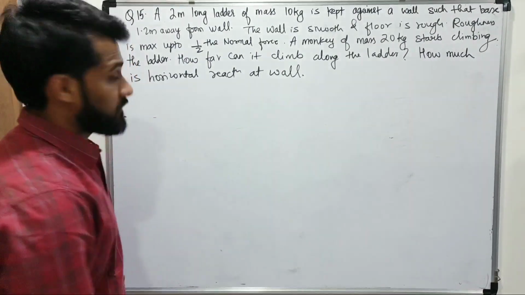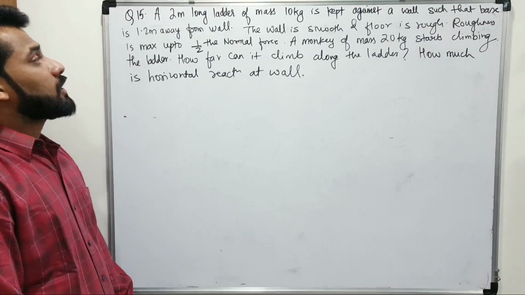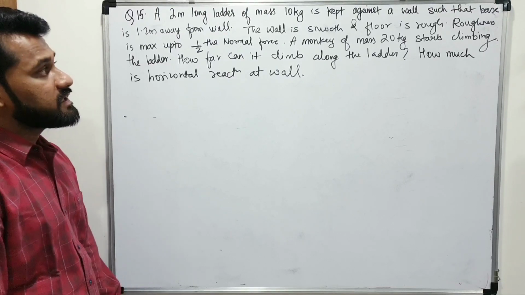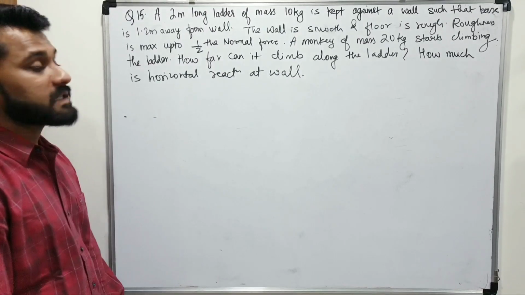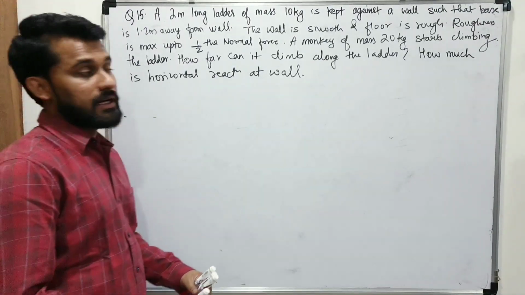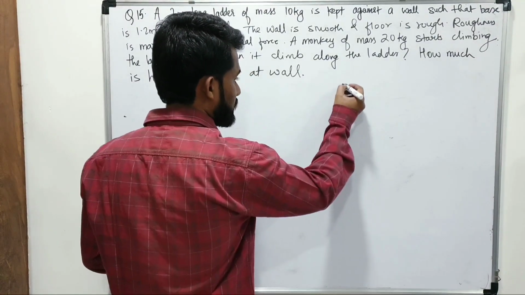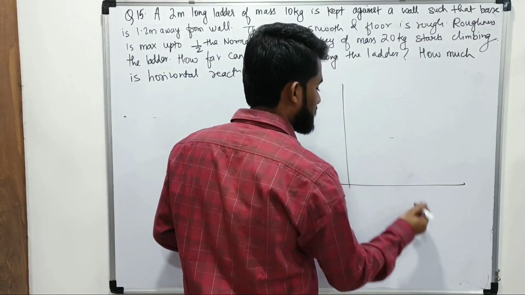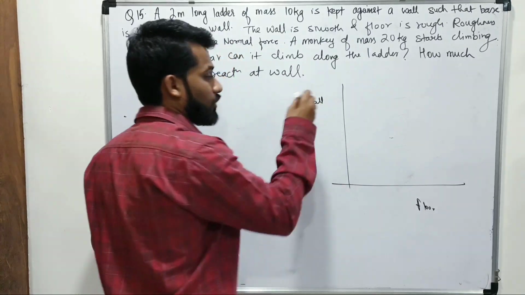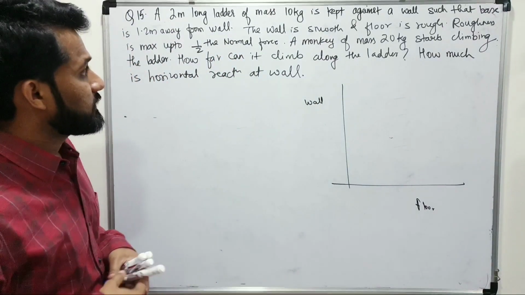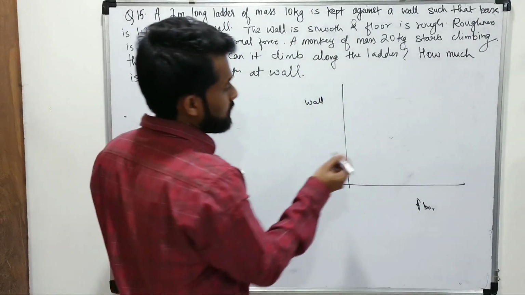Question number 15. A 2 meter long ladder of mass 10 kg is kept against a wall such that the base is 1.2 meters away from the wall. So a ladder is placed on a wall. This is the side view. So this is the floor and this is the wall. And on this wall a ladder is placed, and the length of the ladder is 2 meters.